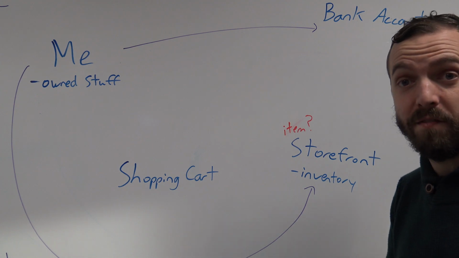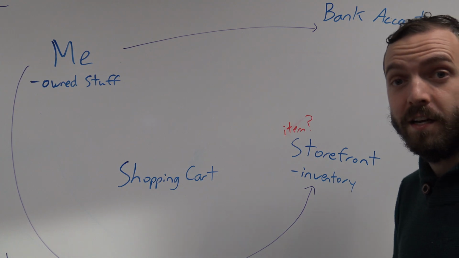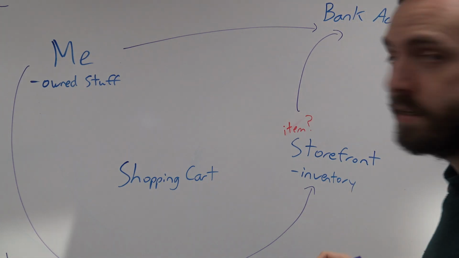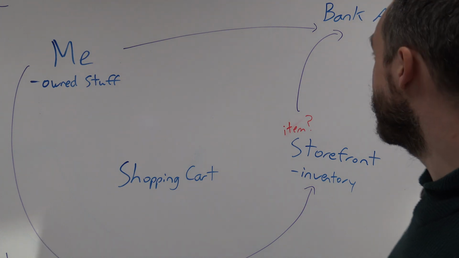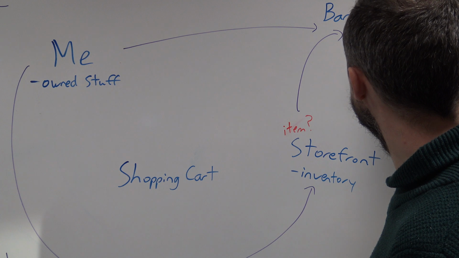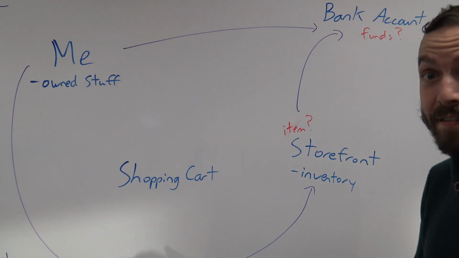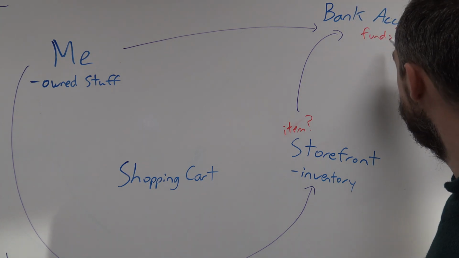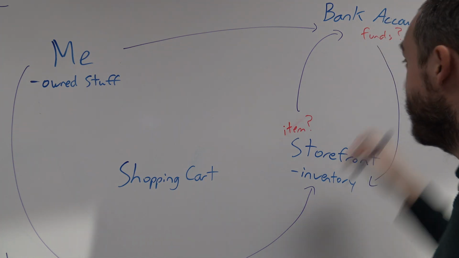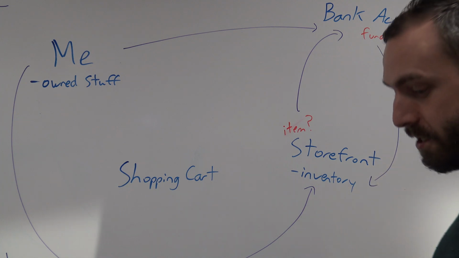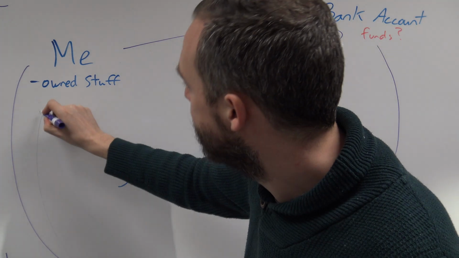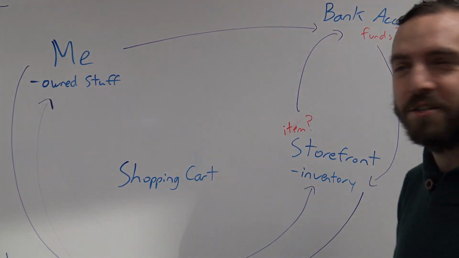Does the item that I'm looking for exist? And if it does, and I choose to buy it, it's going to have to query my account to see if I have enough funds to purchase it. And if I have enough funds, question mark, it's then going to tell the storefront that I actually have enough funds and maybe send the money that way.